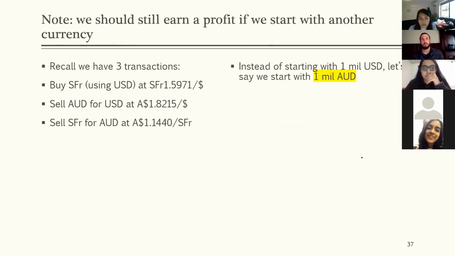So in your own time, I want you to practice this question again, but changing from the USD to the other 2 currencies, okay? So if you start with the AUD, how would you set up your strategy? Similarly, if you start with the franc, how would you set up your strategy?